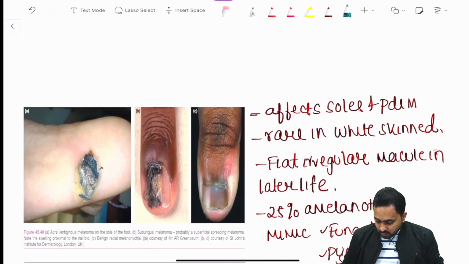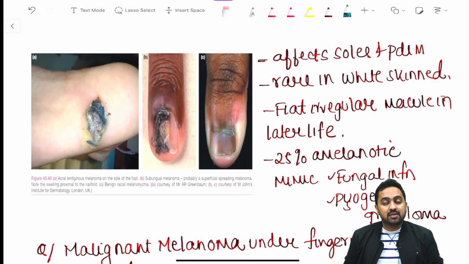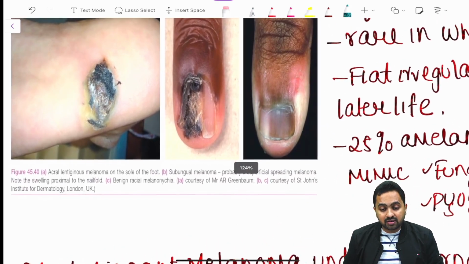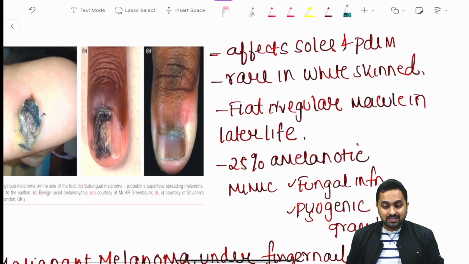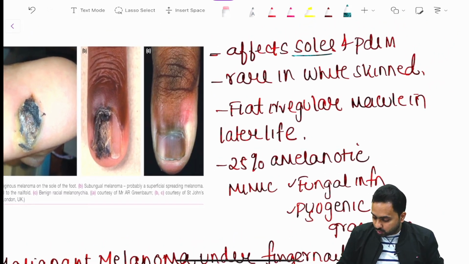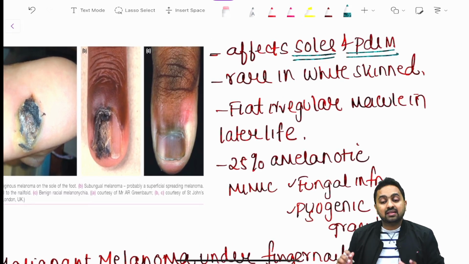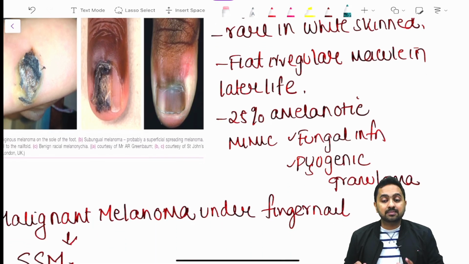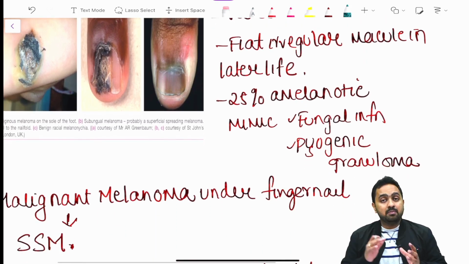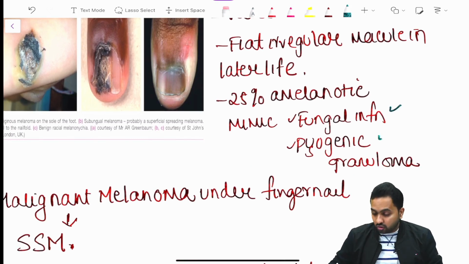Right. Now this is another variant of melanoma, which is your acral lentiginous melanoma. So this is very rare in white skin. It usually affects the soles and palm. It consists of a flat irregular macule in your later life. Around 25% are amelanotic, right, and they may mimic a fungal infection or a pyogenic granuloma, right.